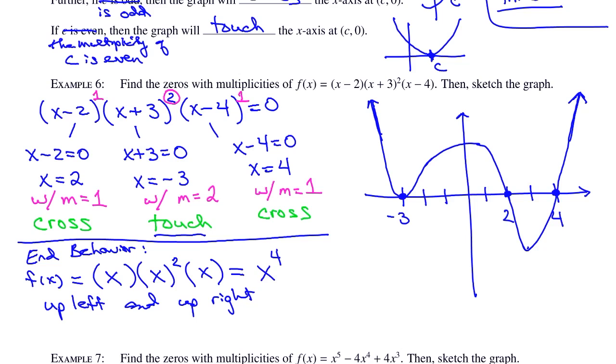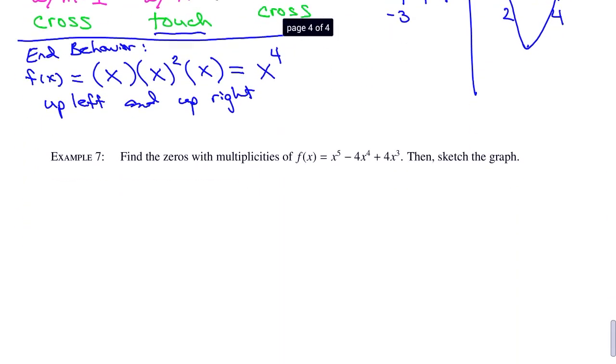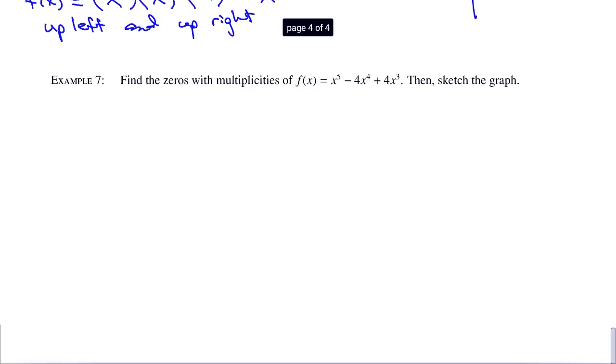Let's look at example 7. Find the zeros with multiplicities of f of x is equal to x to the 5th minus 4x to the 4th plus 4x cubed. Then sketch the graph. So the key to finding the zeros is to factor the polynomial first. So we're going to write this out. F of x is equal to x to the 5th minus 4x to the 4th plus 4x cubed.